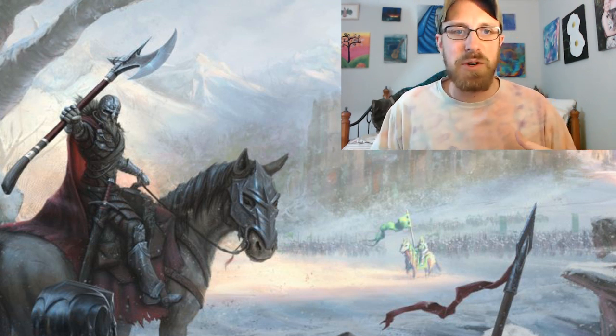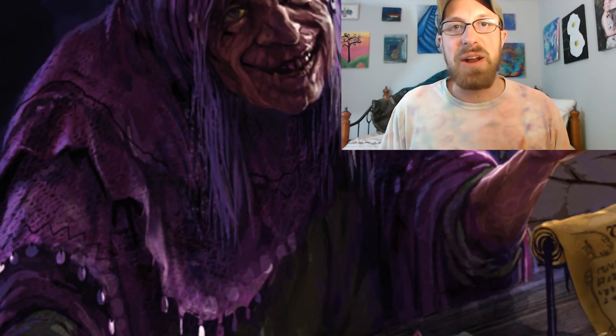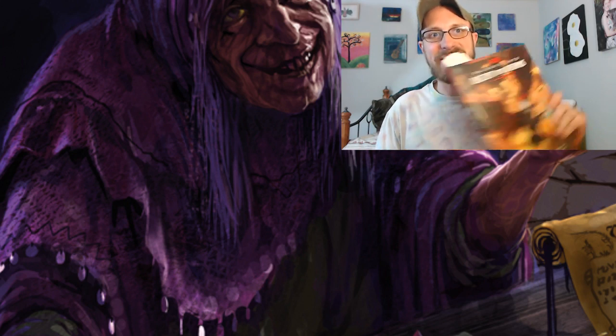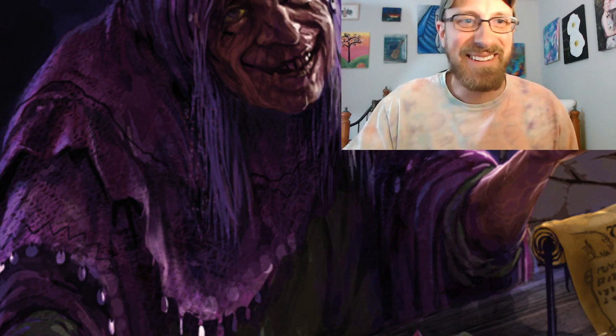So real fast, I'm going to give you a brief theoretical overview of what I'm trying to do, and then I'm going to give you some examples by going through Descent into Avernus. I have a digital copy too, but I want to show you guys I have the hardback.